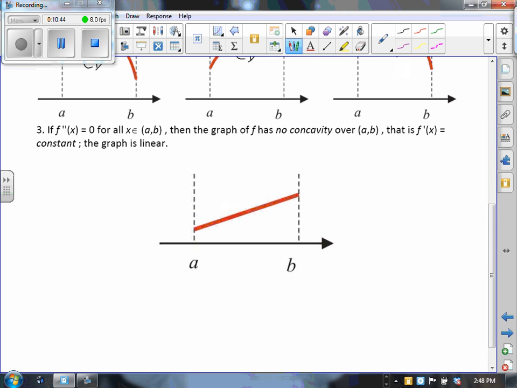Last but not least, if you determine that the second derivative is equal to 0, over the entire interval, that is from a to b, then you're looking at the graph of a linear function. Okay, that is where f prime at x is constant.